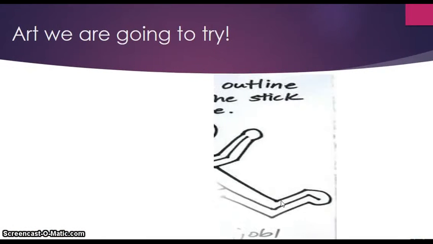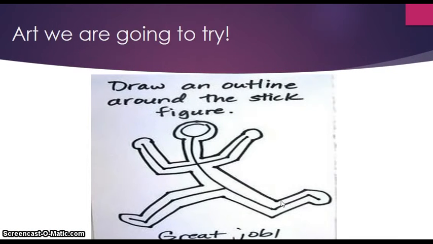And here's a little sketch of how we're going to start ours today. We're going to start it as a stick figure, however you want the arms and the legs, and then we're going to do a bold outline around it, and then we're going to color that part in, and then just keep going around it and around it with different colors.